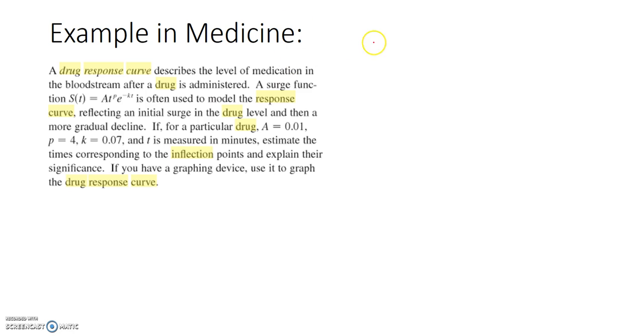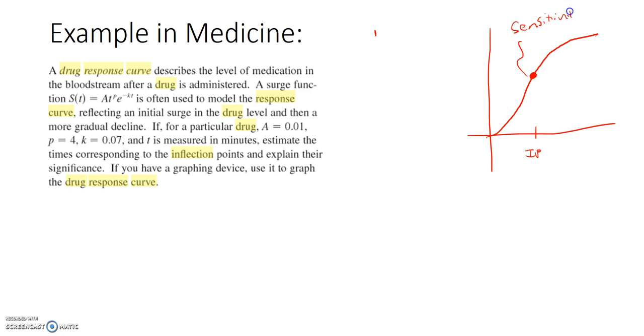So basically what's happening over time here is that you get a big surge in the amount of drug in the bloodstream, and then the rate at which that amount of drug is increasing begins to slowly decrease. It's still increasing in the bloodstream, but the rate at which that's happening tends to decrease. And there's an inflection point somewhere around here. And a lot of times in medicine, that inflection point is used to describe the sensitivity of the drug for that particular person.